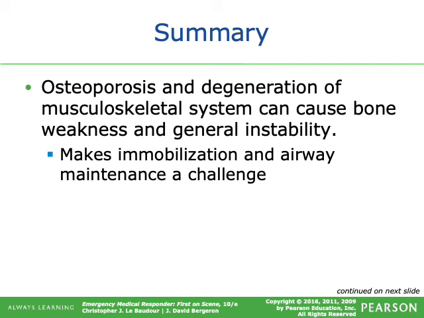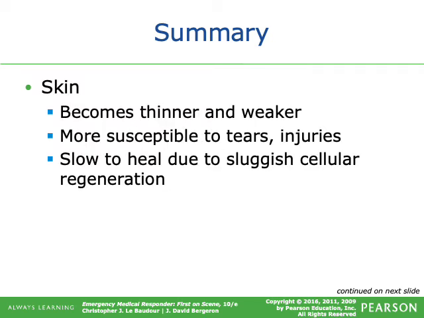We talked about it earlier. You've got a condition known as kyphosis. You see it a lot in the elderly where they just look hunchback in appearance. This makes immobilizing somebody on a spine board nearly impossible. Right, the skin becomes thinner and weaker. They're more susceptible to tears or injuries. It's also slow to heal due to sluggish cellular regeneration.